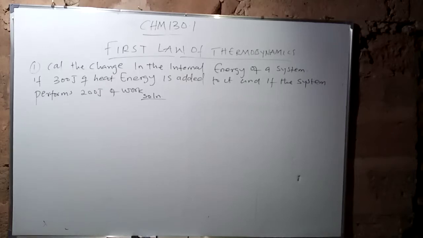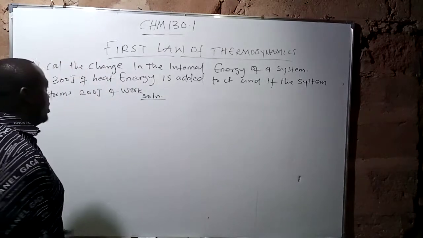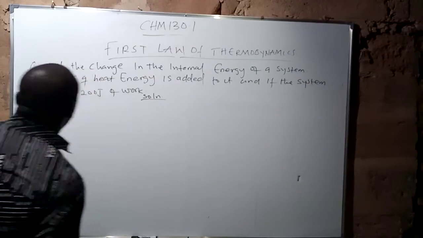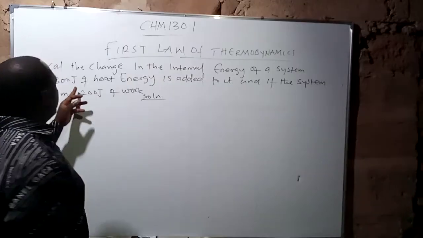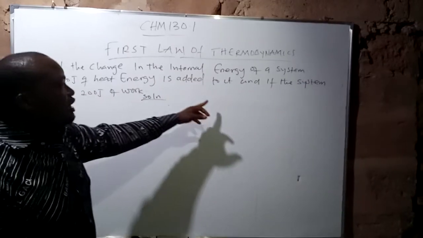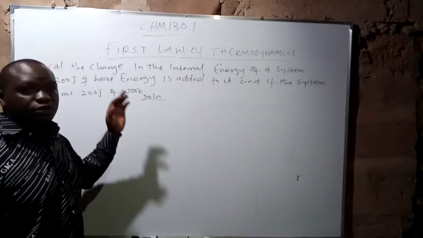We have a beautiful question on the board, and so this is part 2 of the video on thermodynamics. Endeavor to watch part 1 on our channel. And so we have a question: calculate the change in the internal energy of a system if 300 joules of heat energy is added to it, and if the system performs 200 joules of work.